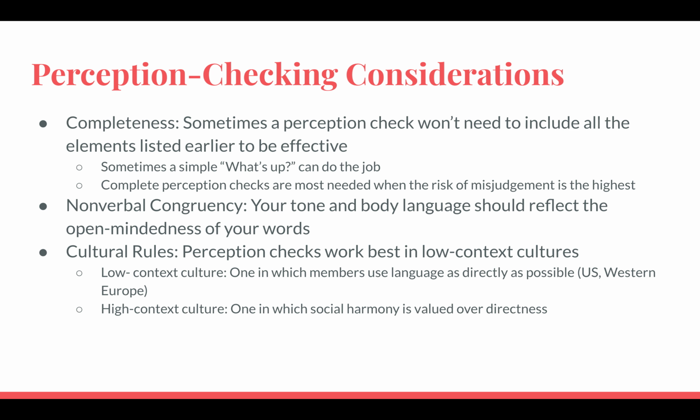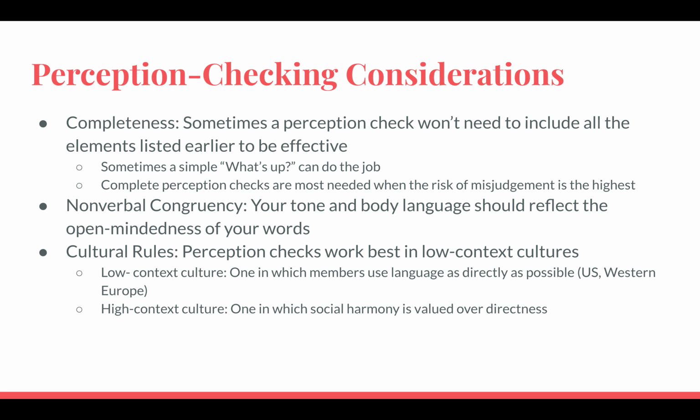Now, it's also important that we offer what's called nonverbal congruency when we perform perception checks. It's a fancy term, but what that means is that your tone and your body language should match the open-mindedness of your words. So, for example, if I ask you, hey, what's up? That's got a different tone than if I ask someone, yeah, what's up? You see, even though I might be trying to be honest and earnest and really care about how the person feels, if I'm not careful about my tone and body language, I might suggest that I'm being critical in some way of the person.